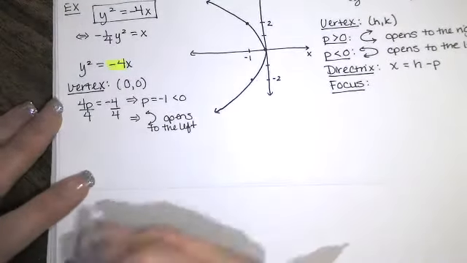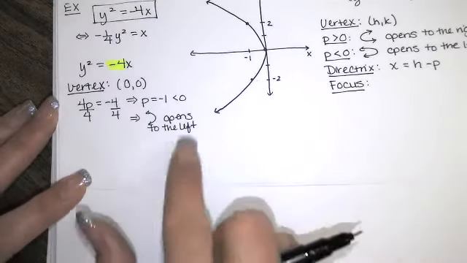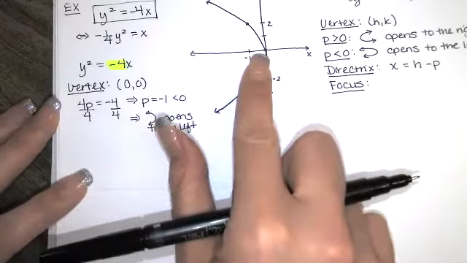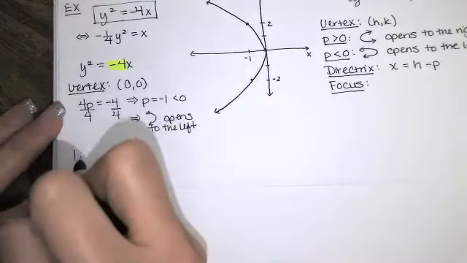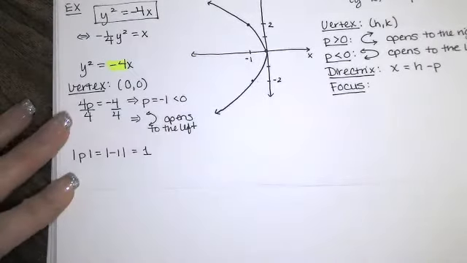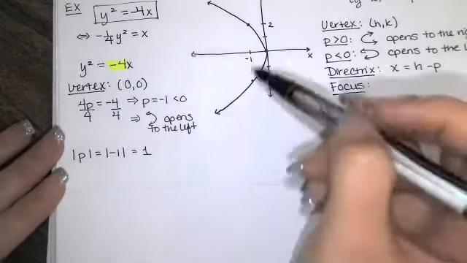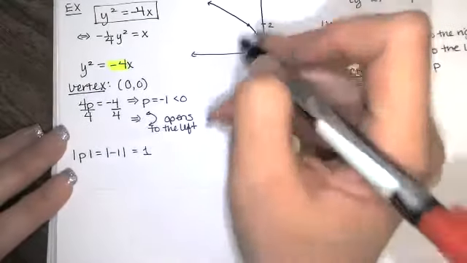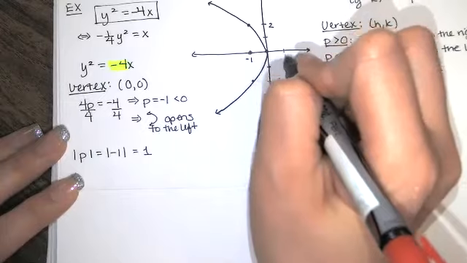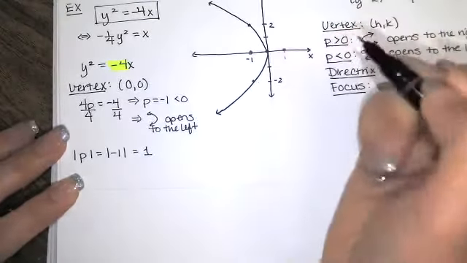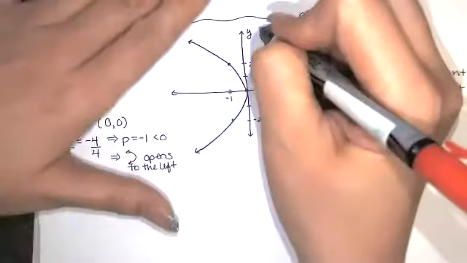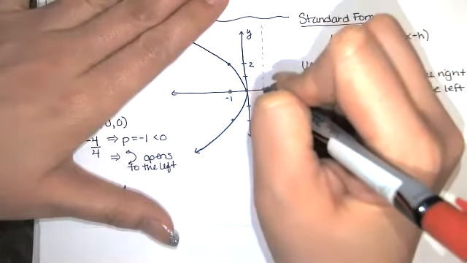Okay, now remember, the focus and the directrix are absolute value of p units from that vertex. So the absolute value of p is the absolute value of -1, which is 1. So the focus is 1 unit from the vertex, and the directrix is 1 unit from the vertex. But the focus is always inside that parabola, so the directrix is over here.